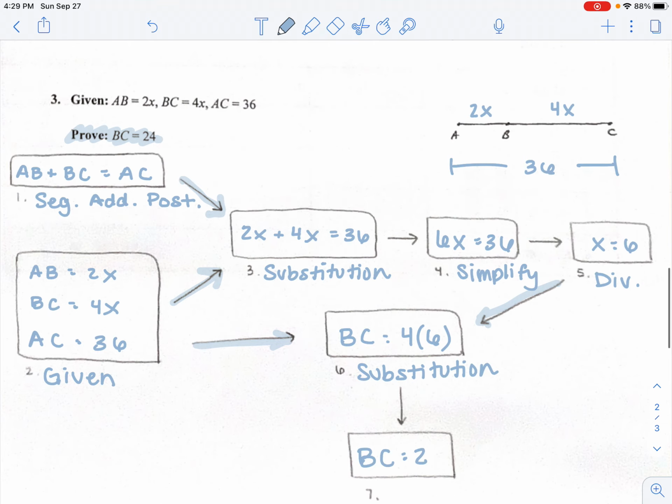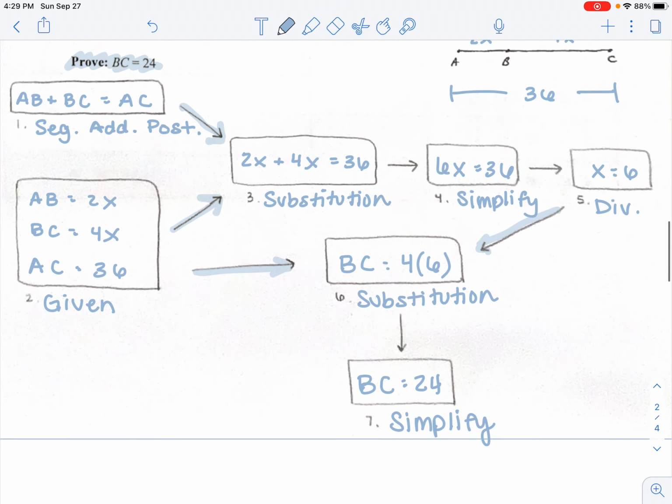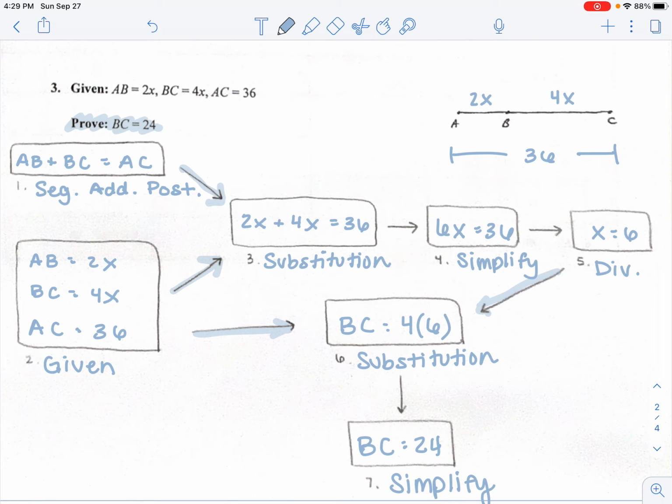Okay, we're going to say that BC equals 4 times 6 is 24. What is it called when you combine like terms there? Simplify. And we have done the flow chart.